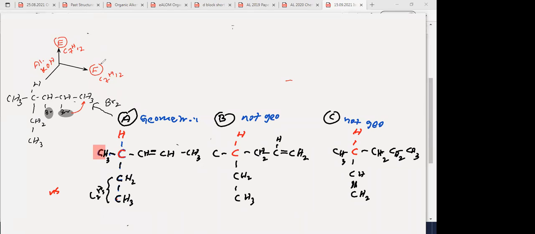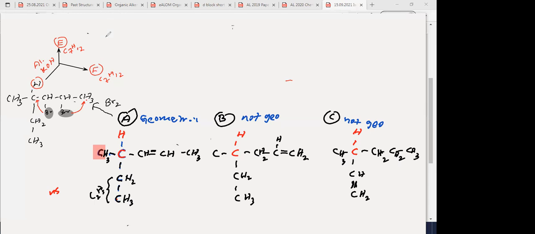From compound A you get E and F, after adding Br2 and then removing HBr. So HBr can be removed in different ways. You can't make an alkyne here. If one Br goes from this side and the other one from this side, each bromine will take a hydrogen from the adjoining carbon. This hydrogen is removed and here one of these hydrogens is removed.